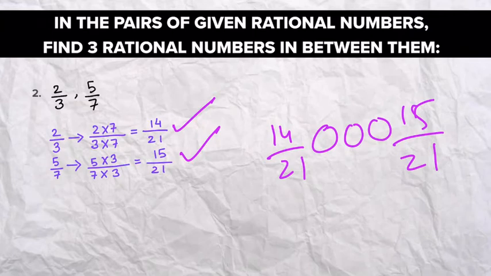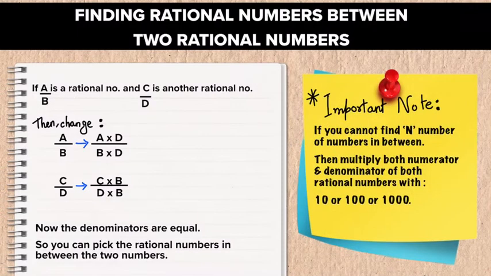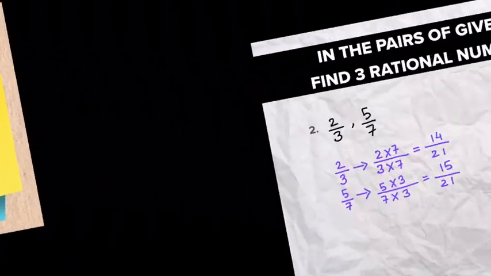Right? So for this kind of question we have a different trick. ठीक है, दूसरा ट्रिक है ऐसे क्वेश्चन को सॉल्व करने के लिए. You have to remember that if you cannot find n number of rational numbers in between, then multiply both numerator and denominator of both rational numbers with 10, 100 or 1000. Okay, let's see this back in the example.